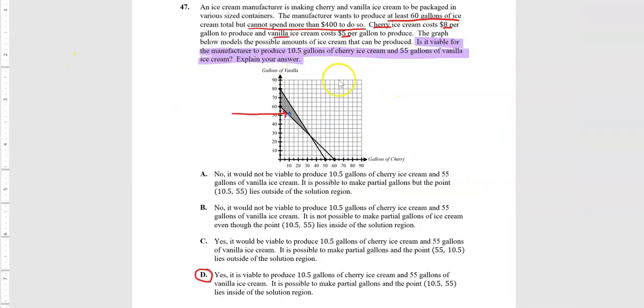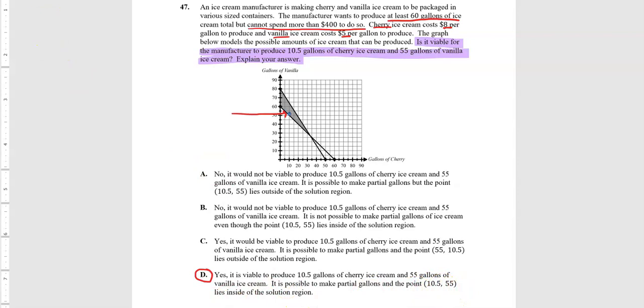Number 47, they've kind of done all the hard work for us. They graphed it, the gallons of cherry and vanilla, and the highlighted purple is really the important question, which is: is it viable for the manufacturer to produce 10.5 gallons of cherry and 55 gallons of vanilla for the constraints that are up here in the problem? I went ahead and put a point. It's hard to see, but it's that glittery blue dot right there, which is about where 10.5 and 55 would be. So our answer would be yes, it is viable to produce 10.5 gallons of cherry and 55 gallons of vanilla because it is possible to make partial gallons, and the point, which is x and y, lies inside the solution.